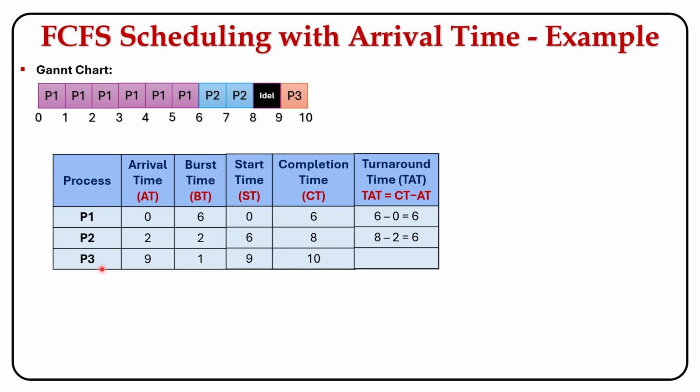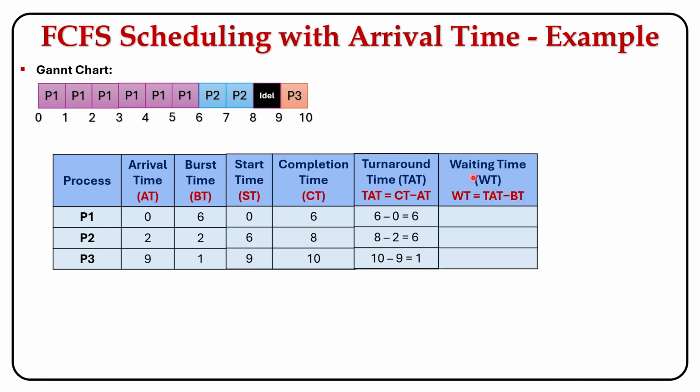For process P3, the completion time is 10 and the arrival time is 9. Therefore, 10 minus 9 is equal to 1. So the turnaround time for process P1 is 6, for process P2 is 6, and for process P3 is 1.